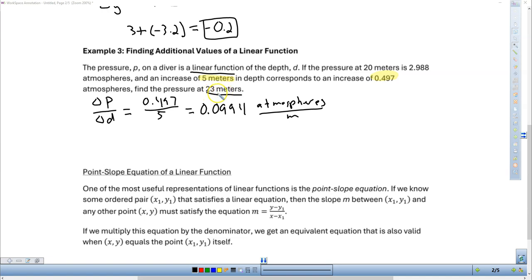Now recall, we want to find this at 23 meters, so what we're going to do is we know that at 20 meters we have this many atmospheres. So we can say that when D is equal to 20, and we're going to 23. So this is the change that we're going to make here. So our change in D, or our delta D, is going to be 3.